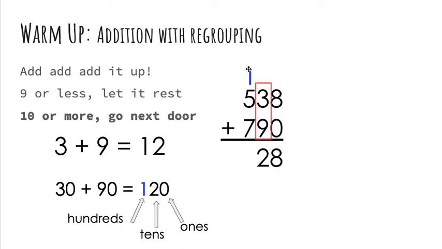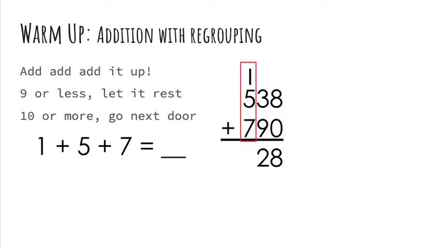I wrote it up here because that's where I had space, but I made sure it's stacked up with my hundreds. Next up, let's add our hundreds. I've got 100 plus 500s plus 700s. 1 plus 5 plus 7, I want you to write that down on the side of your paper. 1 plus 5 is 6, and then 6 plus 7 is 13, so I wrote down 13.